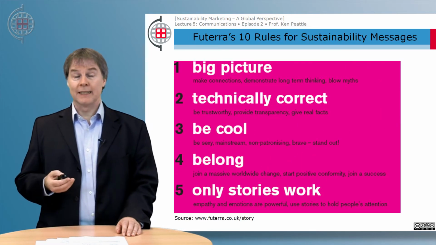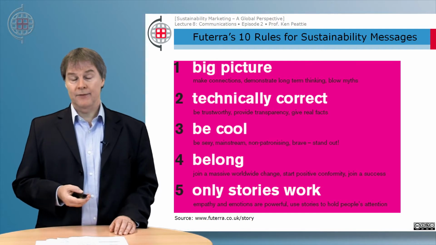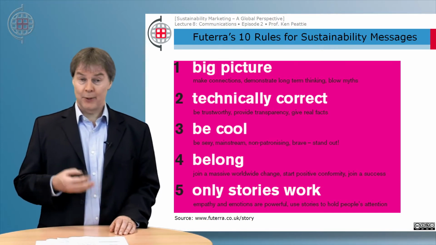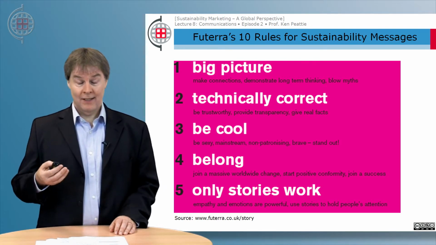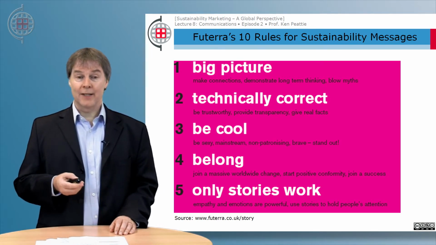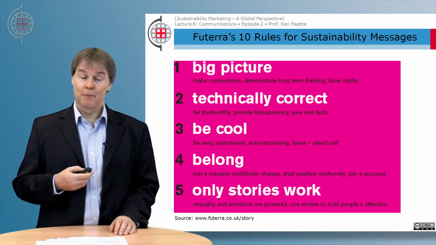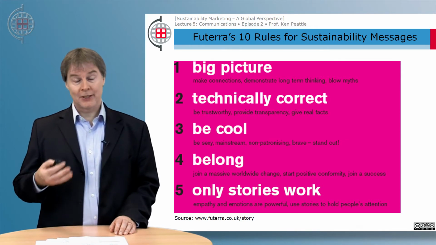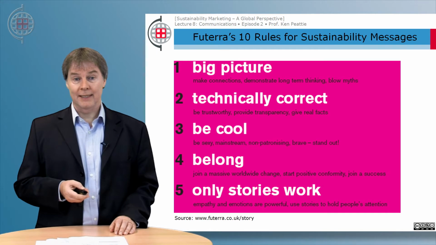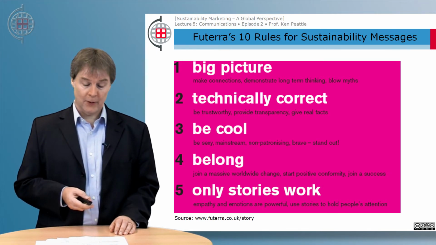There are many different recipes that have been proposed by different commentators about how to create an effective sustainability marketing communications campaign, and particularly how to get the message right. I've chosen one to present to you here. It's a 10-point set of rules prepared by Futerra, the marketing communications consultancy who specialise in sustainability marketing communications. And they have 10 rules that they think marketers should follow.